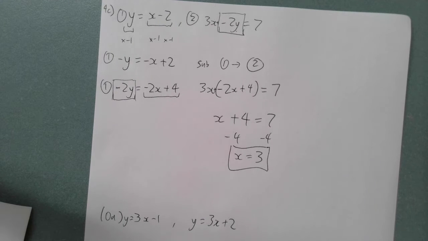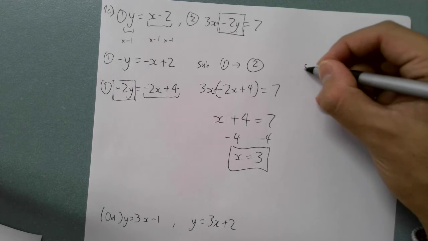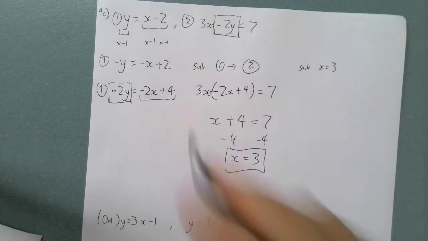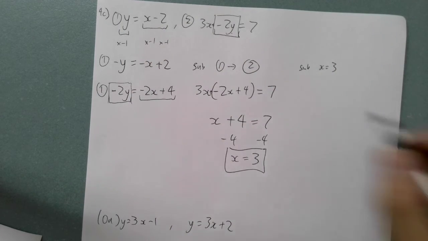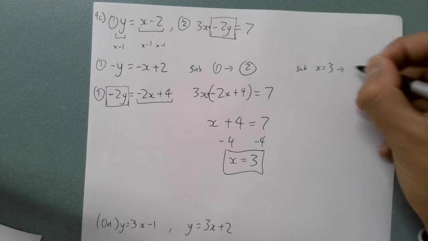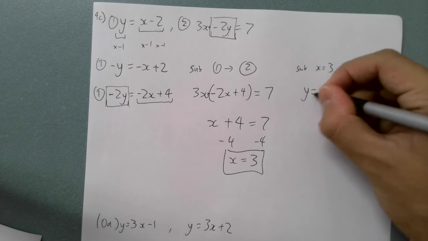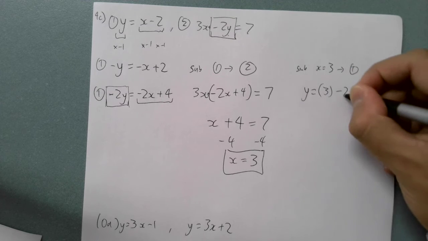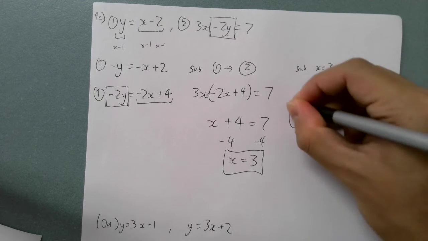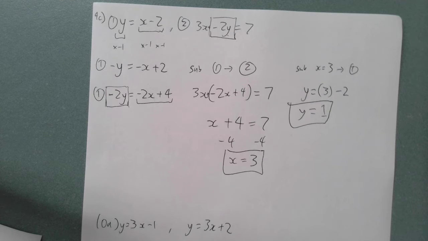Okay? Now, what we'll do next is sub x equals 3 into any of these equations that we've made. Now, I think subbing x equals 3 into this first one is actually going to be the easiest, because if I substitute x in 3 and I just have 3 minus 2, that equals 1. So when x equals 3, y equals 1.